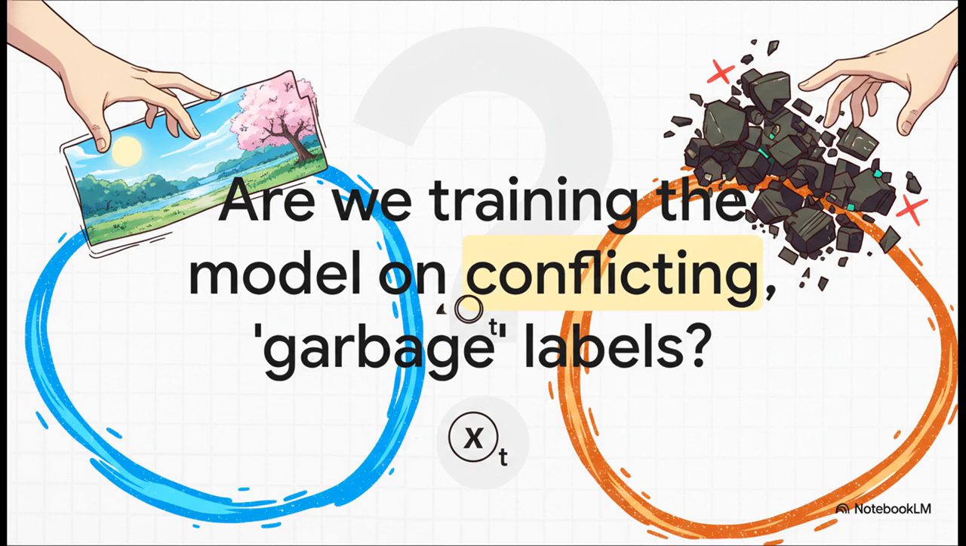Think about it. Any single point in that noise space could be on a straight line path to thousands of different images in the training data. So that means for the exact same input, the model's being told to go this way, and no, go that way, 1,000 different times. There are thousands of conflicting correct directions. So this brings up a really important question. Are we just training our model on complete and utter garbage?